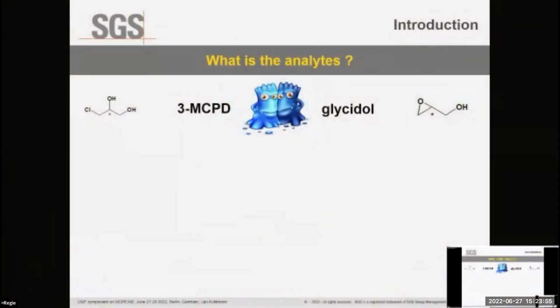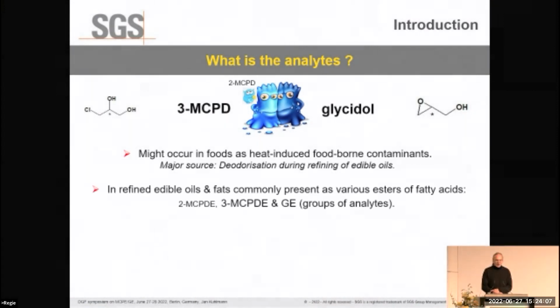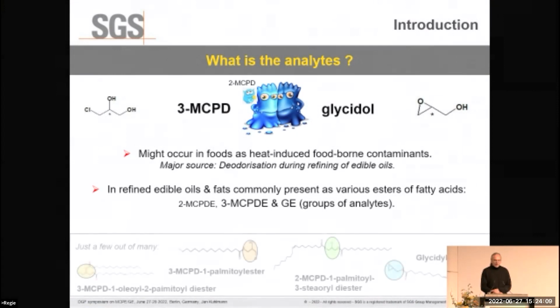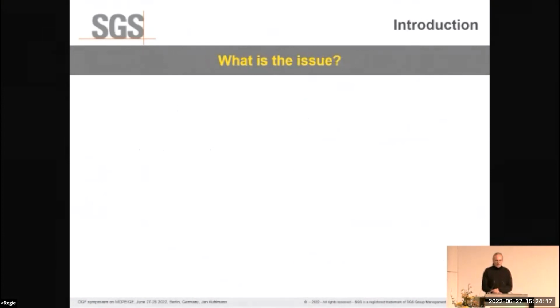Now, we see here the ugly twins, 3-MCPD and Glycidyl, that have been addressed already by the previous speakers precisely. They have the sweet little sister called 2-MCPD. And we learned also that they mainly occur as heat-induced foodborne contaminants. And correspondingly, we find them in oils and fats almost exclusively as fatty acid esters. So a few examples are displayed at the bottom of the page.